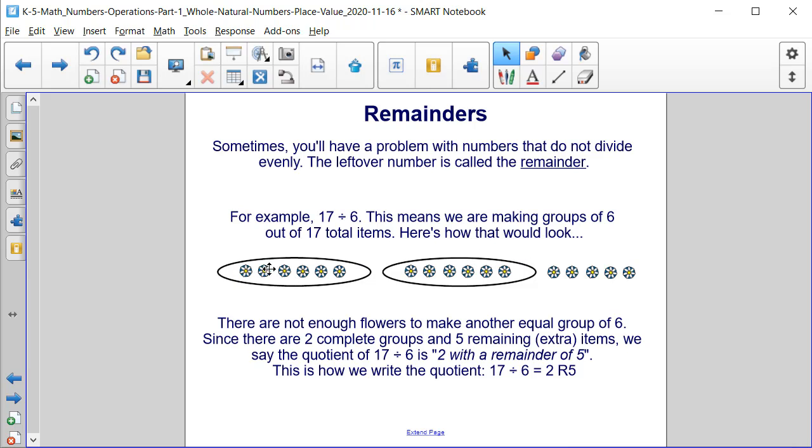So we have 1, 2, 3, 4, 5, 6, 7, 8, 9, 10, 11, 12, 13, 14, 15, 16, 17. And then we're circling groups of 6. We have 2 complete groups of 6, and then we have an incomplete group of 5 remaining. So since there are not enough flowers to make another entire group of 6, these 5 extra flowers are known as the remainder. So 17 divided by 6 is 2 groupings with a remainder of 5. And this is how we write the quotient, 2 and then a capital R and then 5.